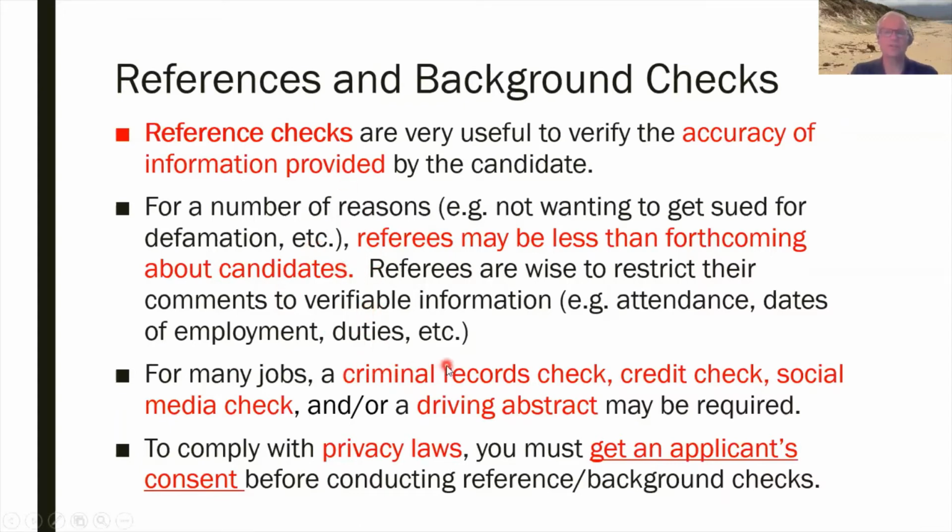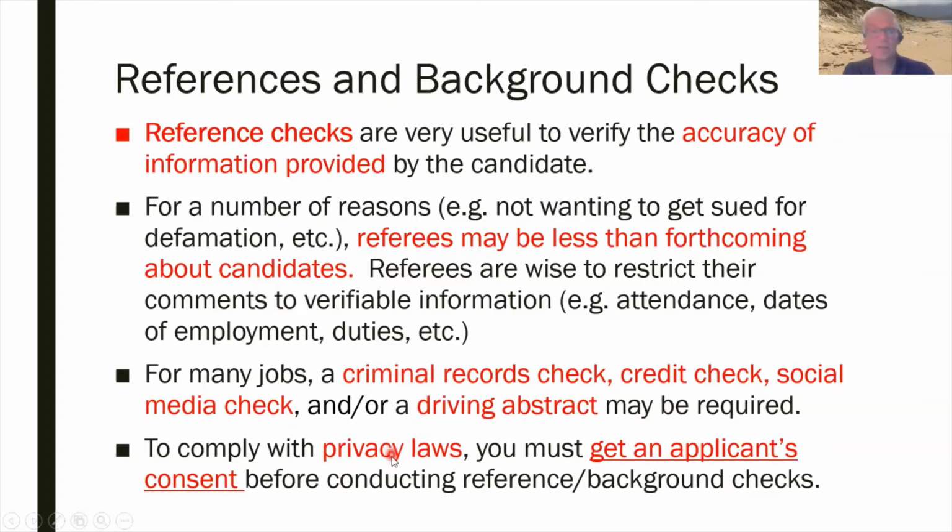For many other jobs, a criminal records check, credit check, social media check, or driving abstract may be required if it's relevant for the job. So obviously, if somebody has to drive a company vehicle, having a driving abstract is certainly a good thing. A criminal records check, if you're working with people from vulnerable demographics, for example, like the disabled or younger children. Obviously, you want to make sure there's nothing in a person's background that would make them working with these vulnerable demographics not be a good thing.